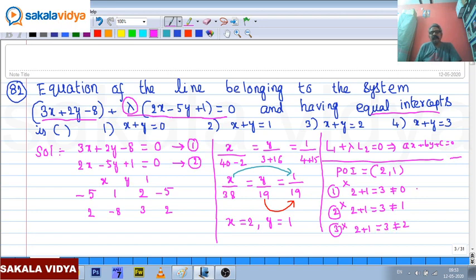So now go to the fourth option. Fourth option, 2 plus 1 is equal to 3. Yes, fourth option is the right option.